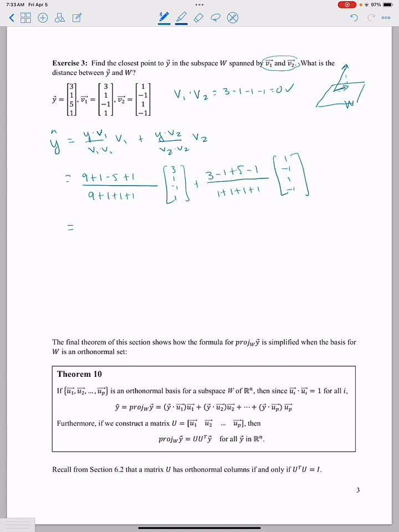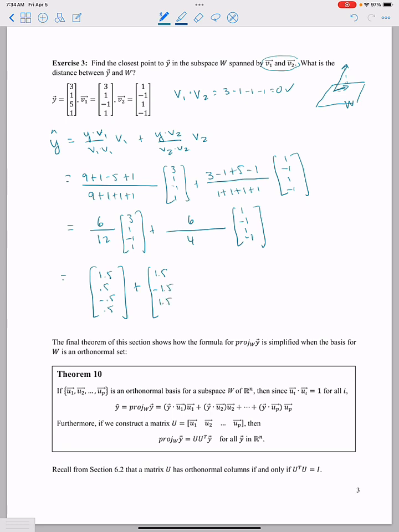Nine, 10, 5, 6. And here we have 3 plus 5 is 8, and then 6 over 4. I have 1.5, 0.5, negative 0.5, 0.5, plus 1.5. Adding them together, I have 3, negative 1, 1, negative 1.